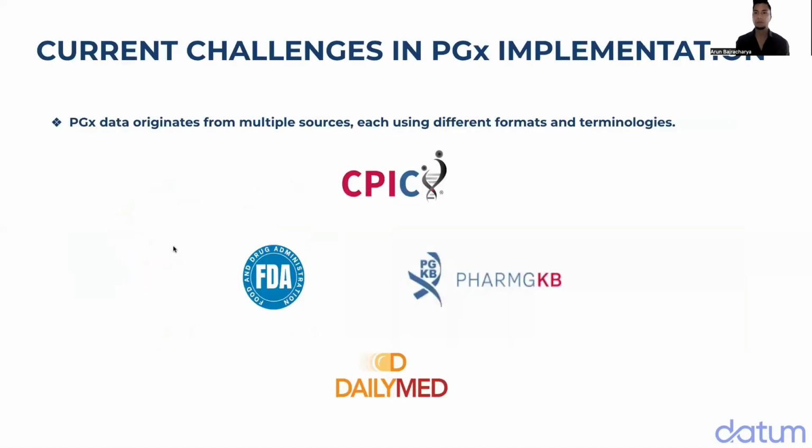The current challenge in pharmacogenomics implementation is that the data originates from multiple sources, each using different formats and terminologies. For instance, data from CPIC guidelines, FDA labels, and PharmGKB might have different unique structures, vocabularies, and data models. This diversity makes it difficult to harmonize the data into a single, cohesive format that can be easily analyzed. The lack of interoperability means that data from multiple sources cannot be seamlessly combined. Healthcare providers may face difficulty in accessing all relevant PGX information within their workflow, leading to missed opportunities for personalized drug recommendations.